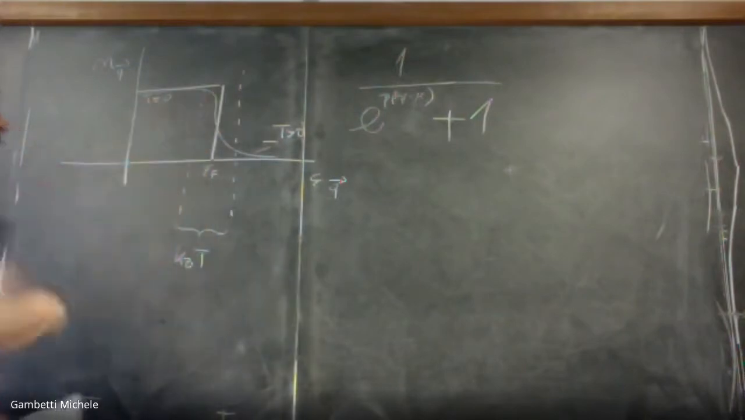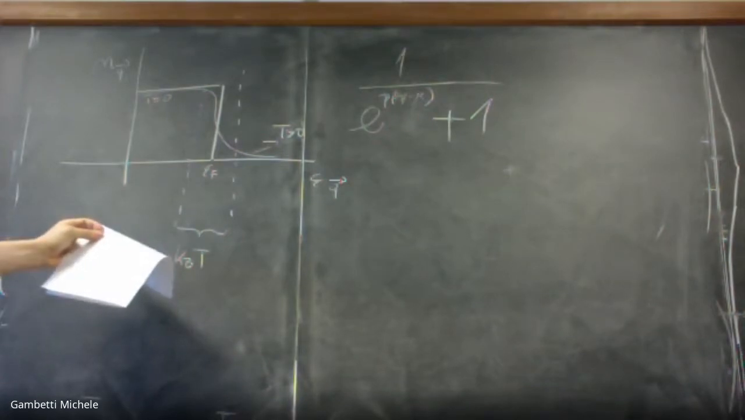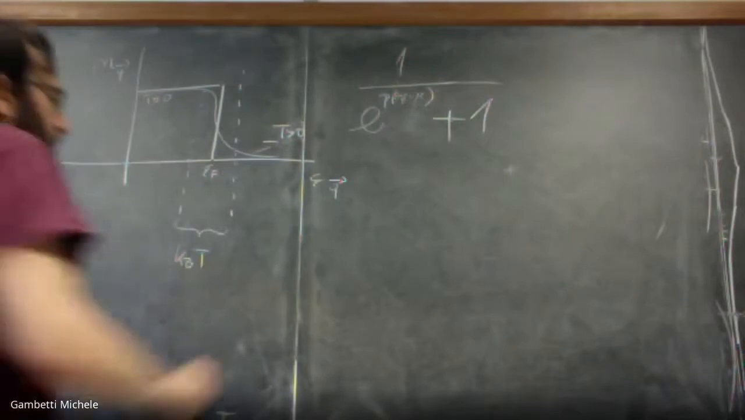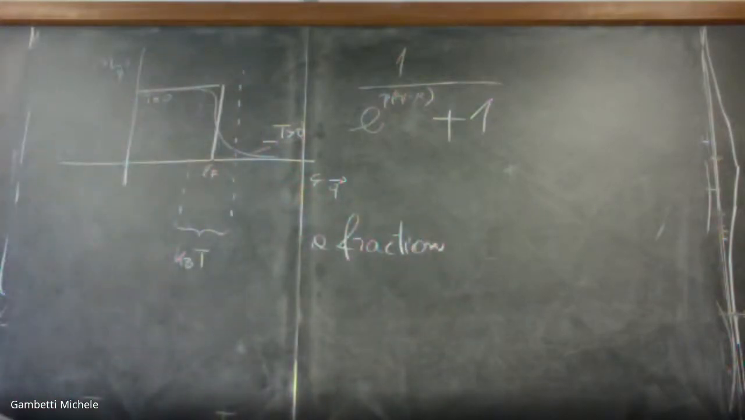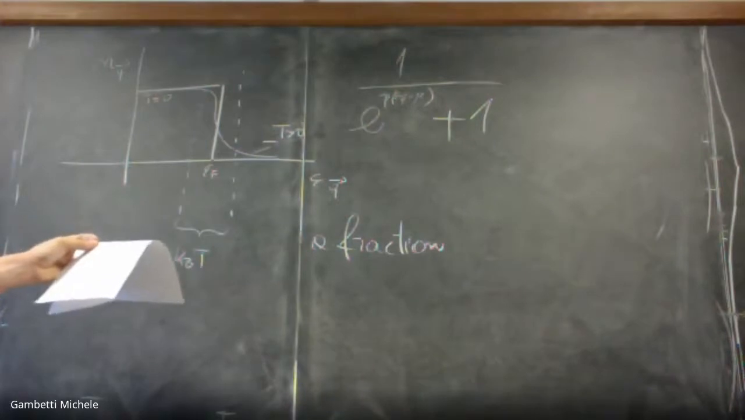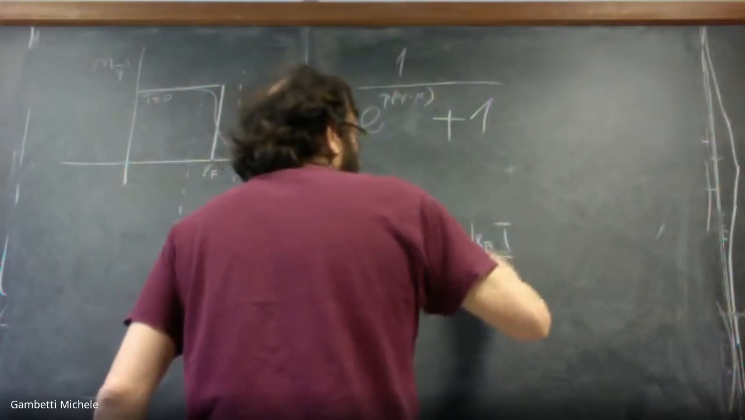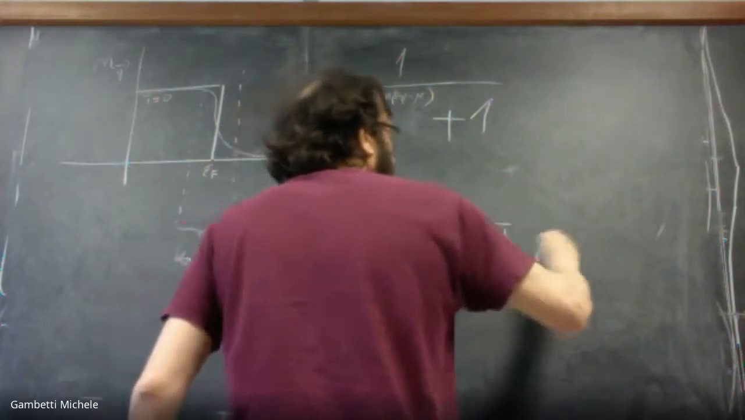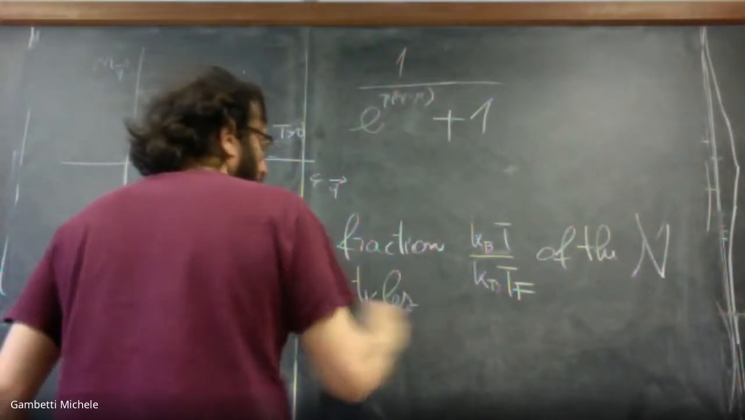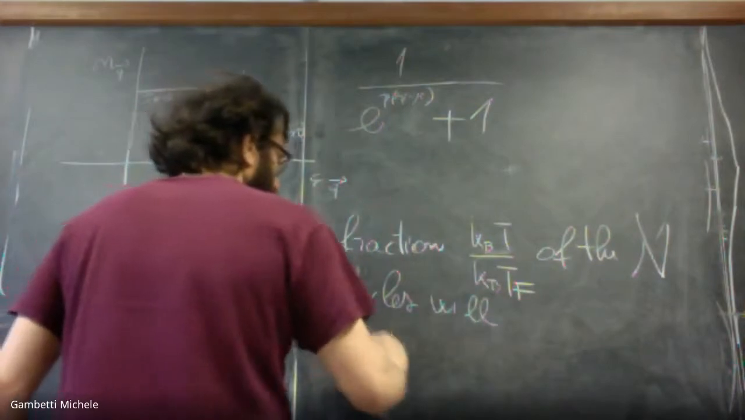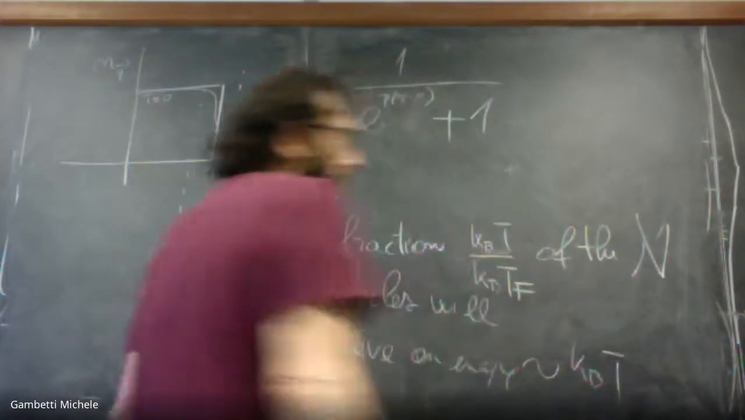So one can infer that what you see when you increase the temperature from zero to a finite but small value is that a fraction of particles, which is the ratio between kBT and kBTF, so a fraction kBT divided by kBTF of the N particles, will have an energy of the order of kBT for each particle.